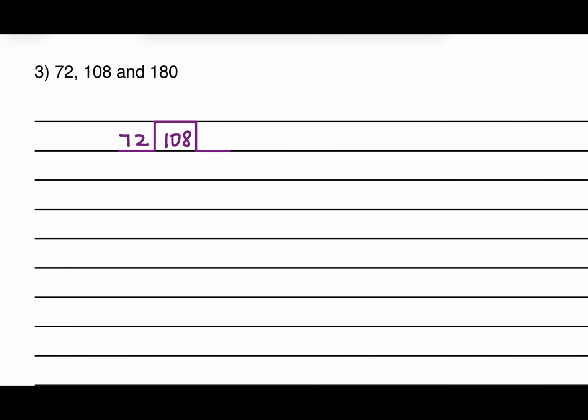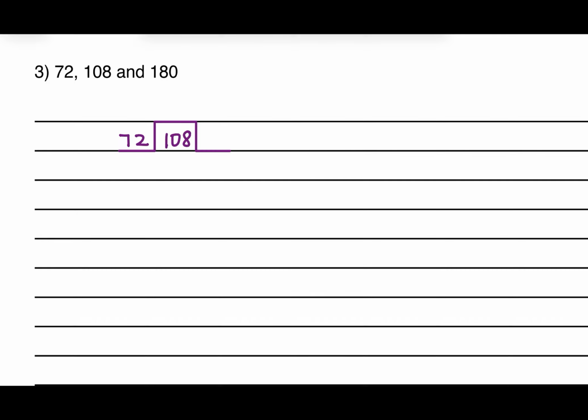Okay, now when there are three numbers, you have to find the highest common factor of three numbers together. Again, arrange them in the ascending order. This is already arranged in the ascending order. So what we are going to do is, first we are going to just deal with two numbers. Okay, ignore this for now. First we are going to deal with 72 and 108.